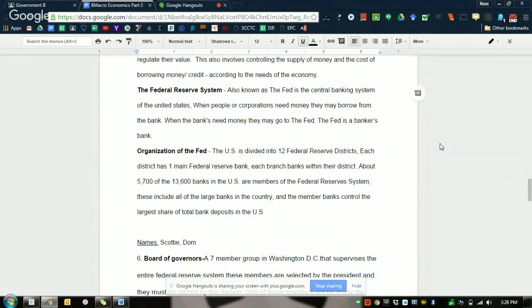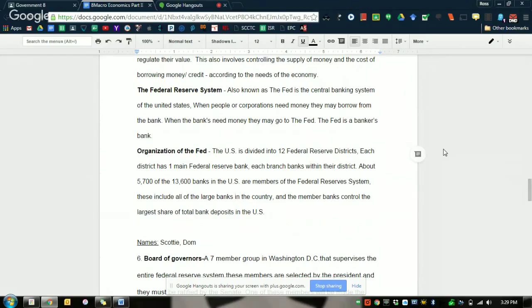There's a map here, and I placed it in the wrong group number, so I'll scroll down very quickly after I explain this. But the United States is divided into 12 federal districts, and each has one main Federal Reserve Bank, and that's going to be the purple cities on the map when we take a look at it. And each branch banks within their district. So that city is going to be responsible for banking inside of their district and territory in some cases.